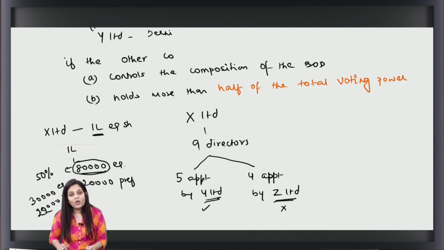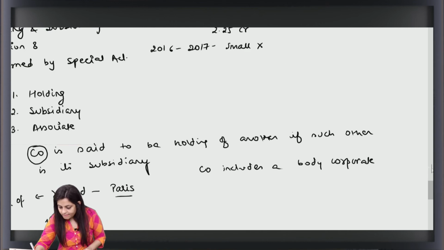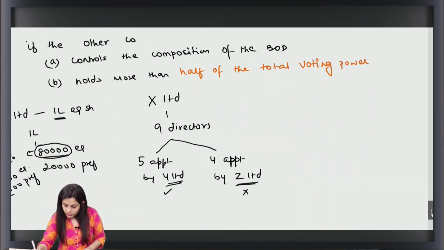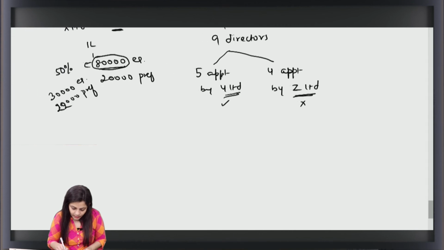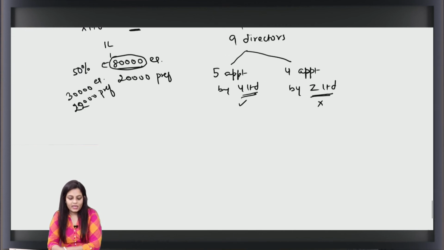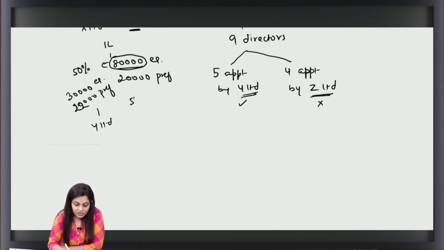Do I become the holding? No. I hold, in this case, when I am holding 30,000 equity and 22,000 preference shares, I am so sorry, it's not visible, I am so sorry. So here, when X Limited has 1 lakh shares, of which 80,000 is equity and 20,000 is preference, and out of this 30,000 equity shares and 22,000 preference shares are held by Y Limited. So if I say total holding is what? 52,000, which is more than 50% of 1 lakh.